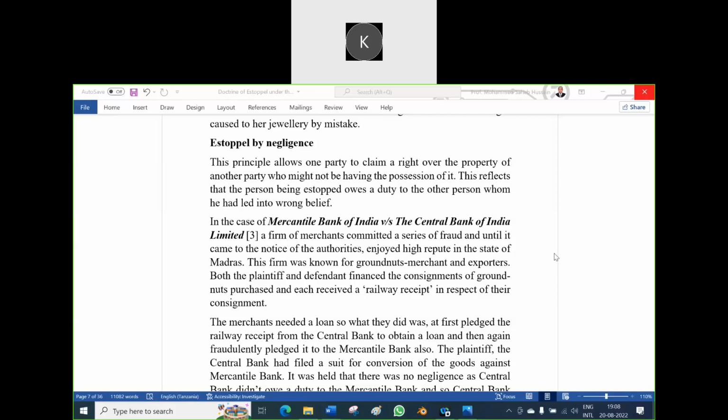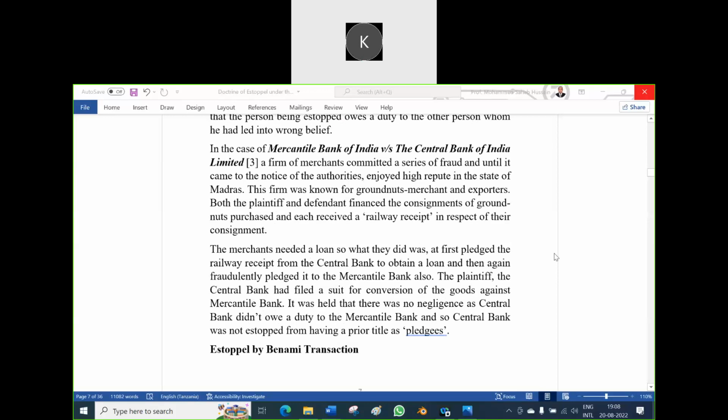Both the plaintiff and defendant financed the consignments of groundnuts purchased and each received a railway receipt in respect of their consignments. Later, the merchants needed a loan, so what they did was at first pledge the railway receipt to the Central Bank to obtain a loan and then again fraudulently pledged it to the Mercantile Bank also. So they pledged it to both banks.